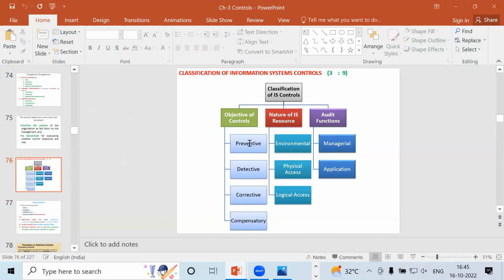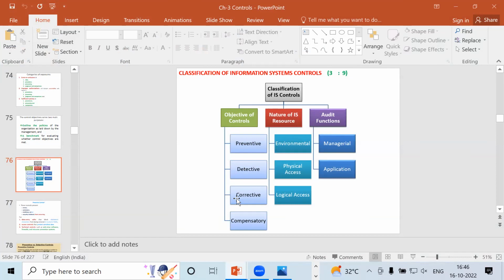So preventive means before the data comes into the network, before the unwanted data or unauthorized data comes, it is prevented. Detective, when it enters into the network, it is detected. Corrective, after detecting that something has happened, it will be corrected. Simple example, fever. So temperature.